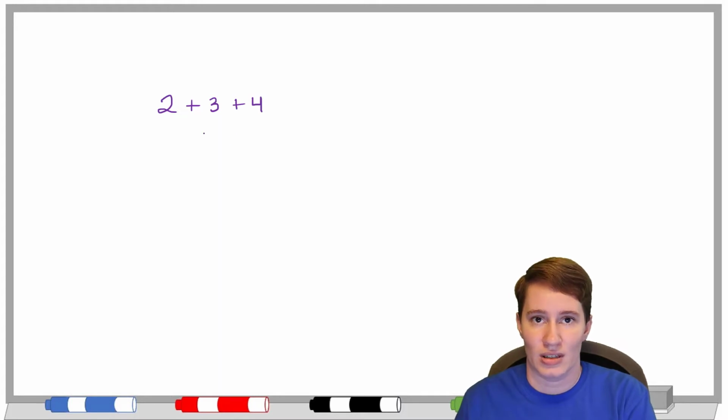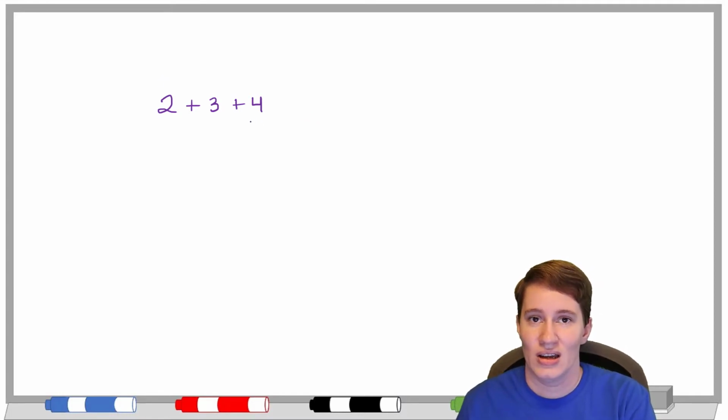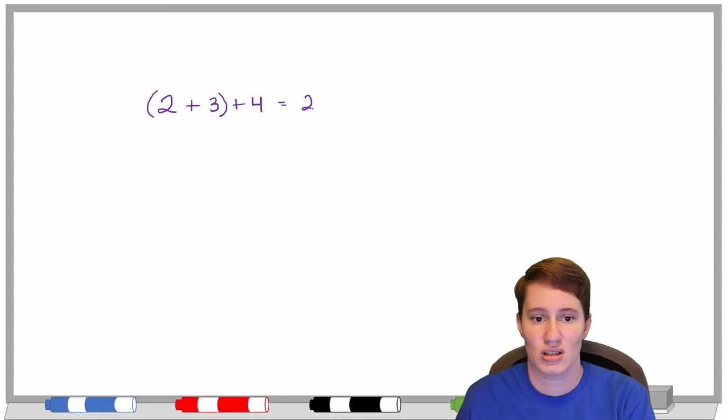You maybe haven't actually realized this before, but we typically don't add all three of these together at the same time. We have to actually choose 2 of them to add together and then add the third one. So to make it clear which ones we're adding together first, we could use parentheses. Do I want to do 2 plus 3 first in this situation? Or do I want to do 3 plus 4 first in this situation?